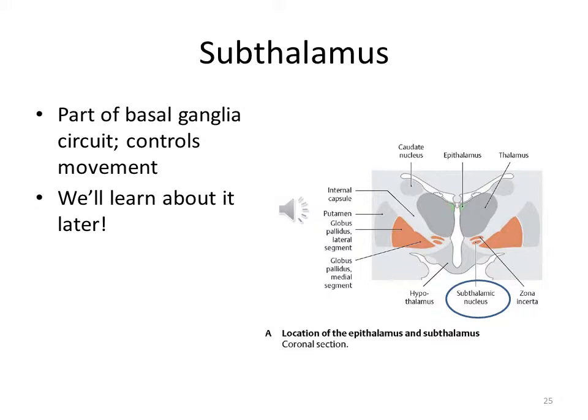The last part of the diencephalon is the subthalamus, or subthalamic nucleus. This tiny structure is actually considered part of the basal ganglia circuit and is involved in control of movement. So we're going to learn about that later. So you don't need to worry about learning that right now.